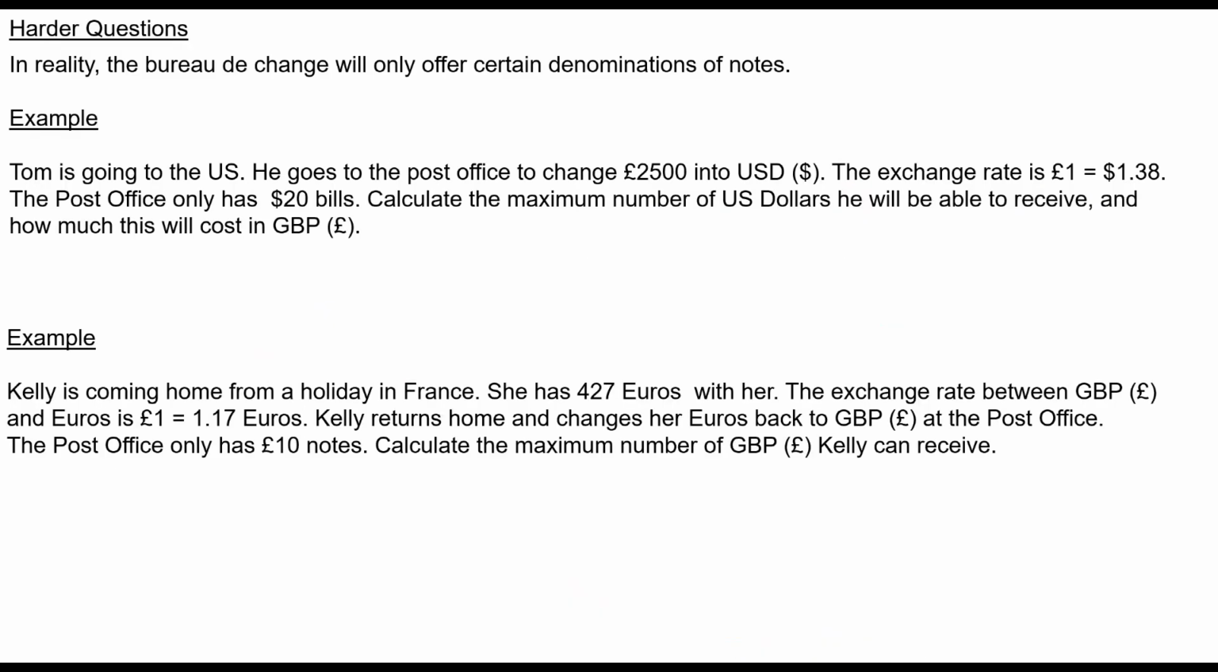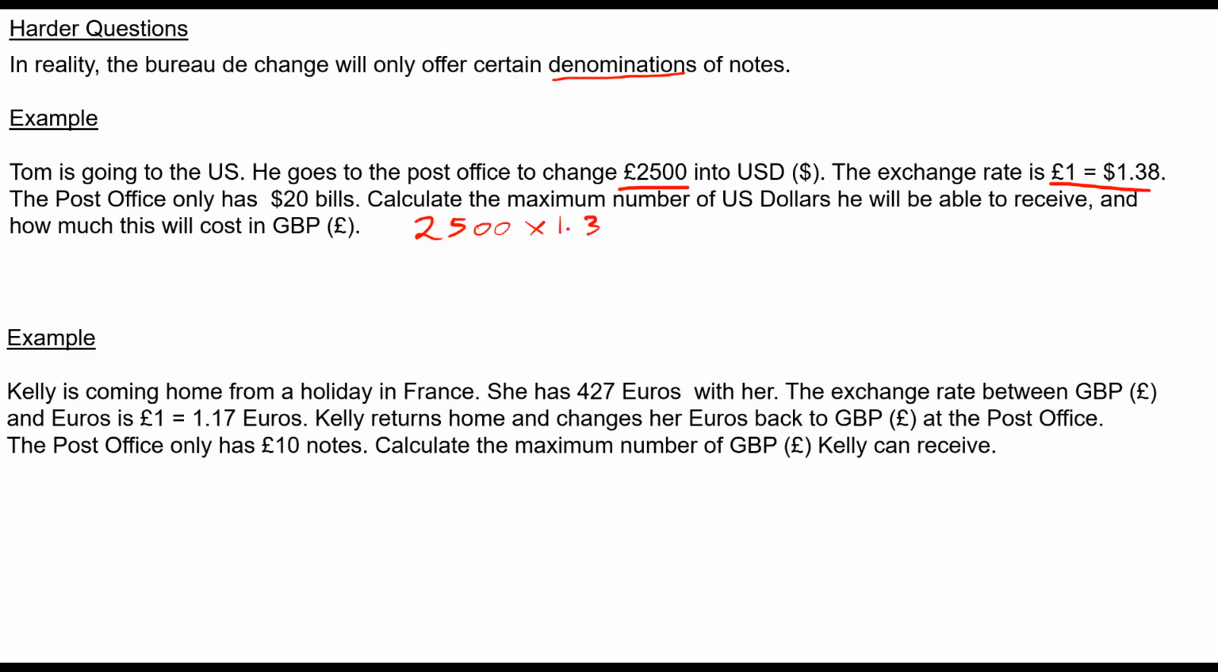So these are some more tricky questions. These are the kind of things you probably have in a harder GCSE question. So in reality, the Bureau de Change or the post office, or wherever you're changing your currency, will only offer certain denominations of notes. So in the first example, Tom is going to the US. He's going to the post office to change £2,500 into dollars, and the exchange rate is as it was. The post office only has $20 bills. We want to work out the maximum number of US dollars he'll be able to receive and how much this will cost him. So firstly, I need to change £2,500 into dollars.